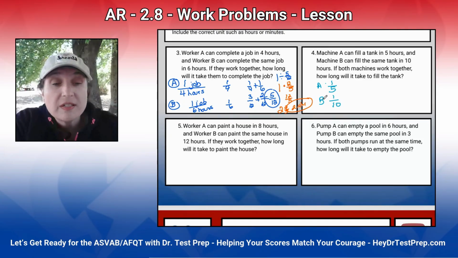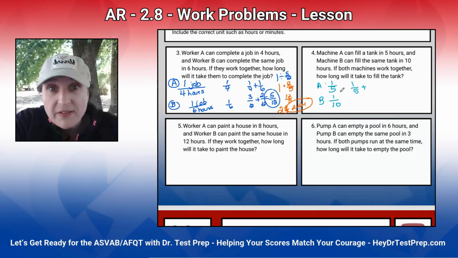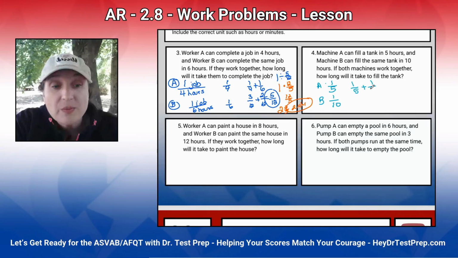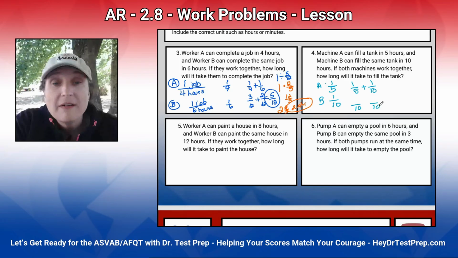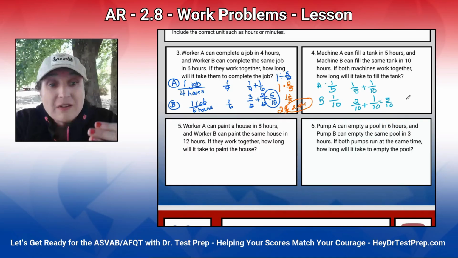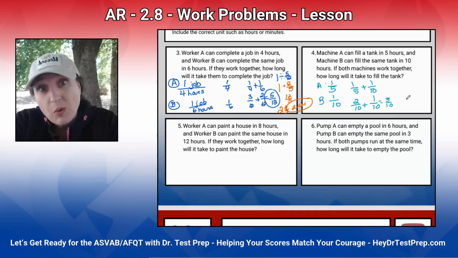Well, we're still going to add 1/5, because in 1 hour, person A does 1/5 of the work. In 1 hour, person B does 1/10 of the work. So we're going to add these up. Both of these denominators will be 10. 5 times 2 is 10. 1 times 2 is 2. So that means that every hour they can fill up 3/10 of a tank, which is more than what person A can do on their own.